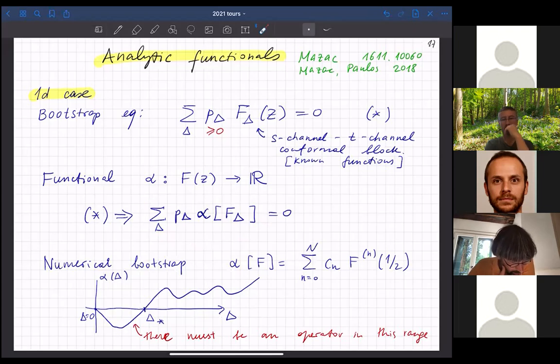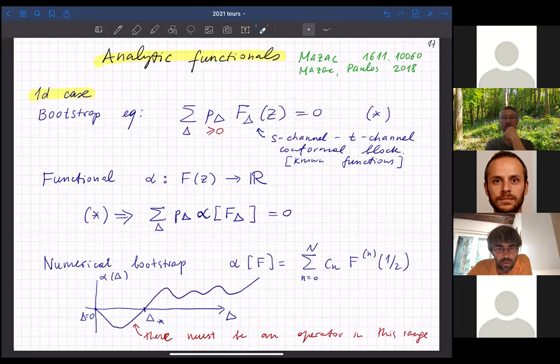And both numerical and analytical bootstrap use functionals. In the numerical bootstrap, the functionals that you use are finite linear combinations of derivatives of this f at z equals 1/2. That's what I wrote here. You vary these coefficients Cn, which are at your disposal.